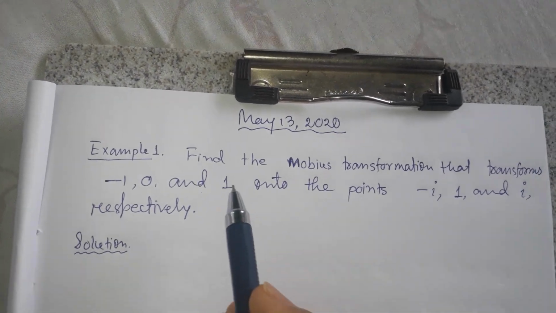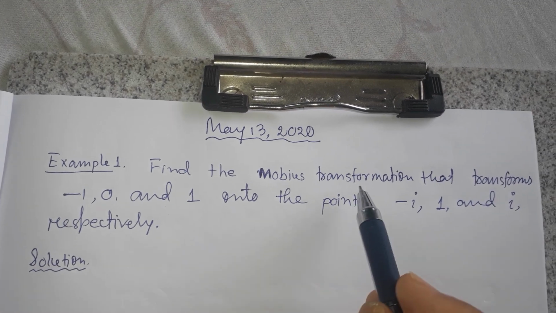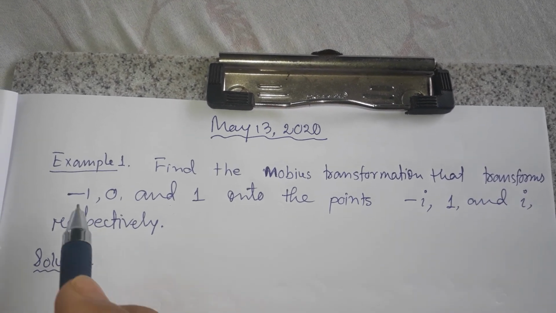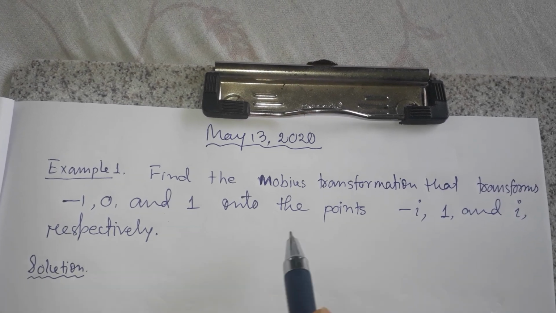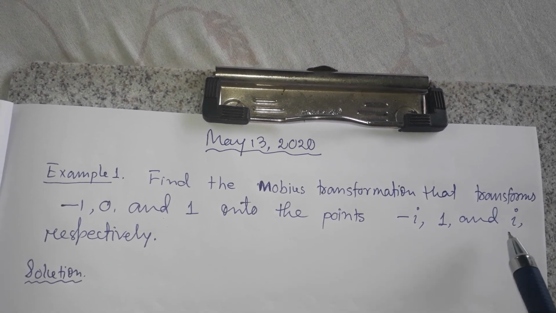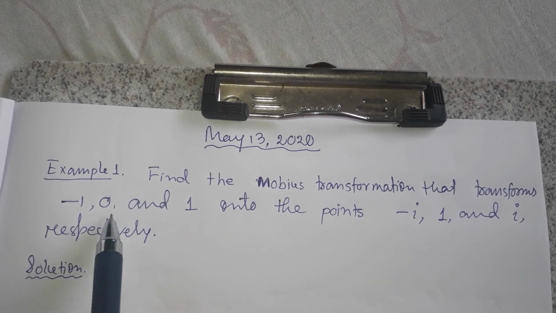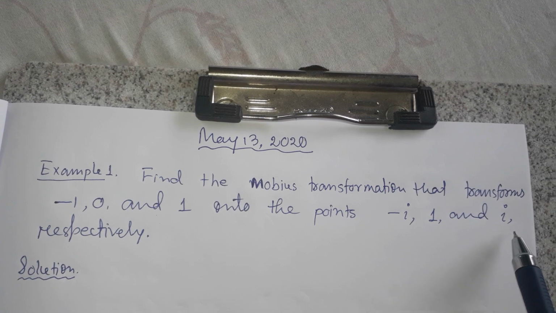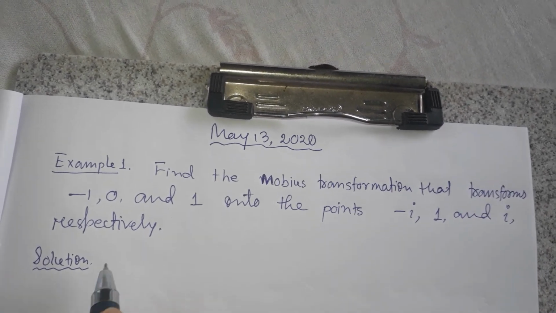So let me give an example now. To find the Mobius transformation that transforms the three distinct points -1, 0, 1 onto the points -i, 1 and i respectively. That means -1 is transformed to -i, 0 is transformed to 1 and 1 is transformed to i. So what is that Mobius transformation?